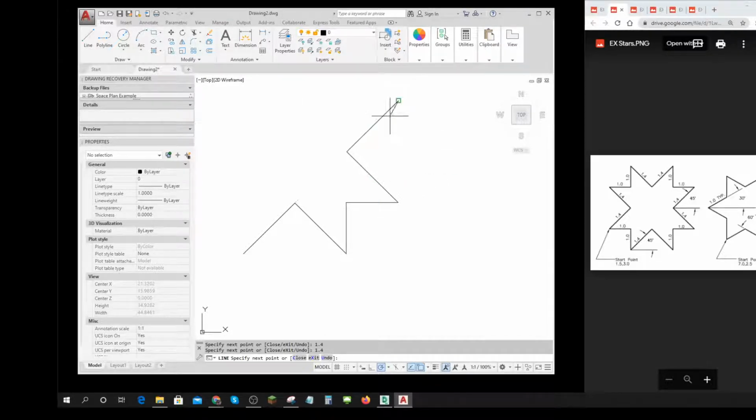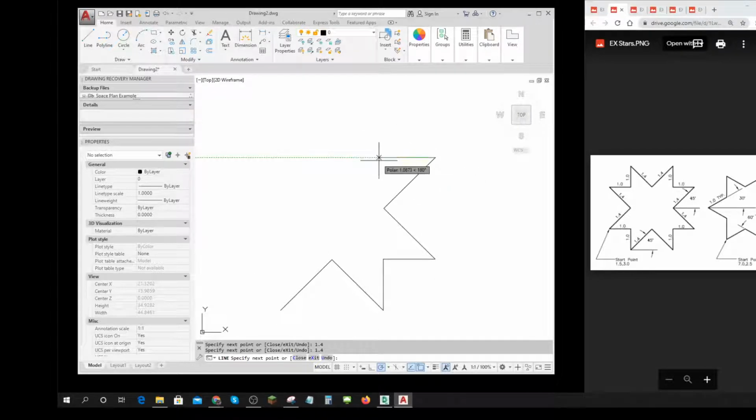One point four, 1, 1, 1.4, 1.4, 1, 1, 1.4, 1.4, 1, and down to close.